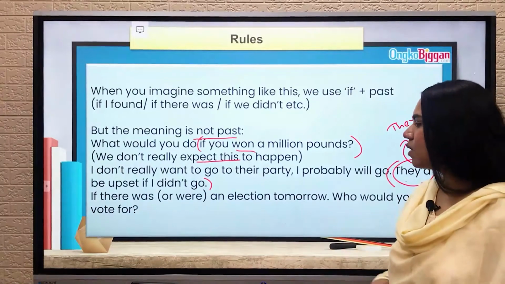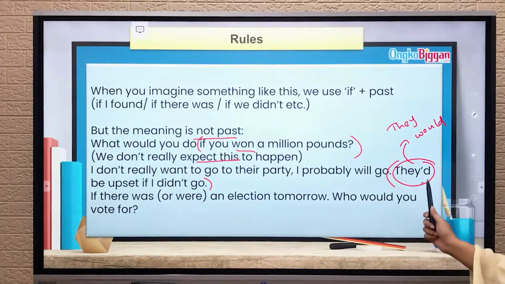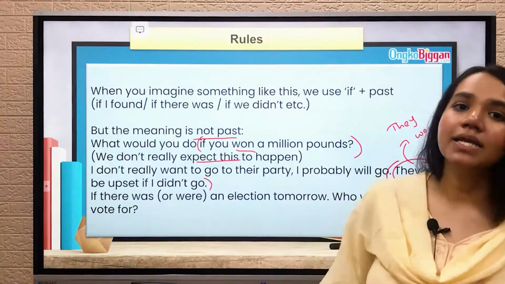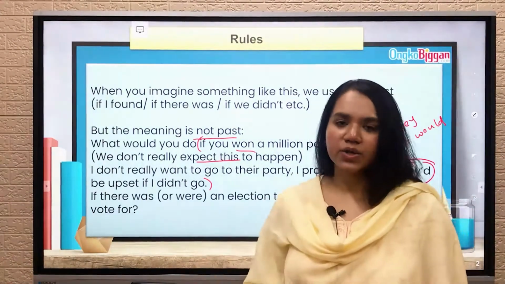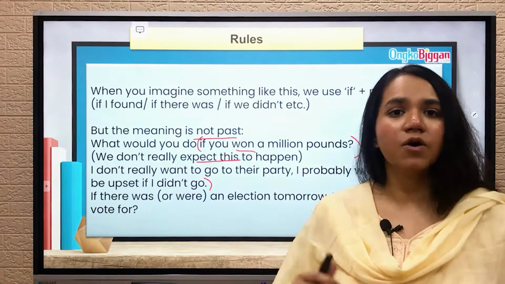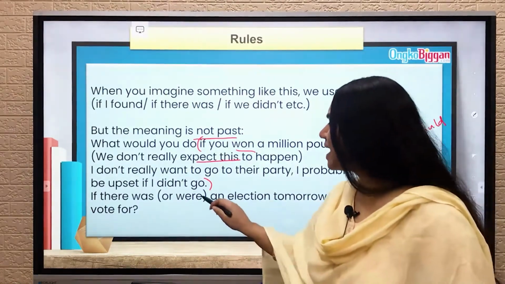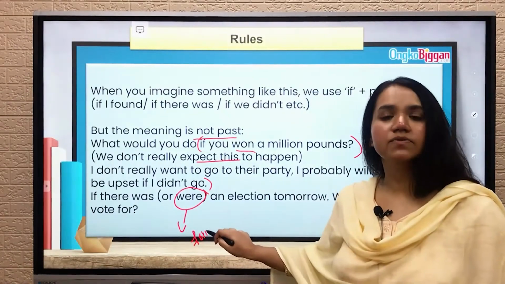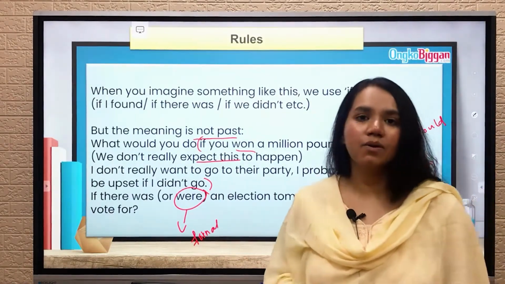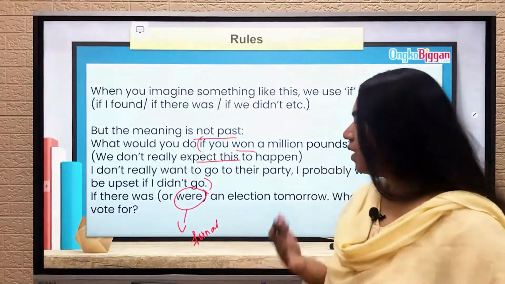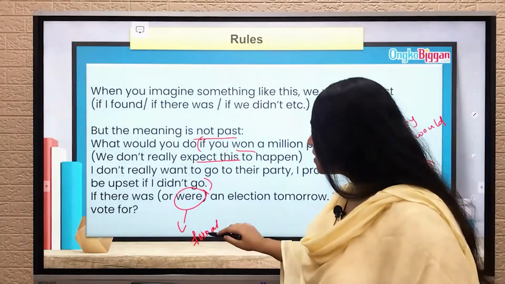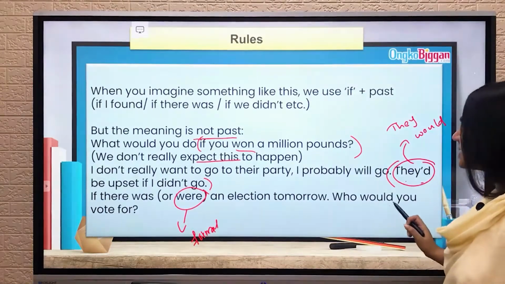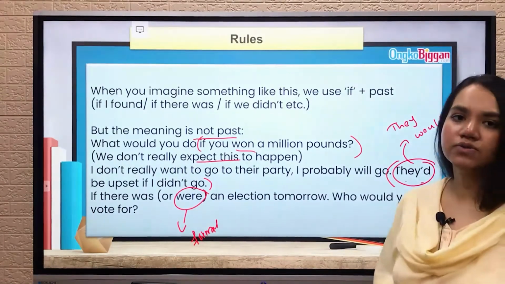If there was or were an election tomorrow, who would you vote for? So, once again, we are trying to say that if there was or were, you can use either of these formats. And I've already mentioned to you in the last class that for were, this is of course something very formal. So in formal situations like this, I will put were in the case of was. Now, I have used were in this case, and then continuing, I said, who would you vote for?